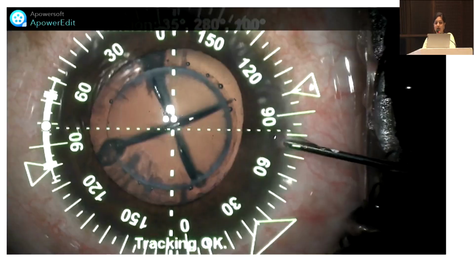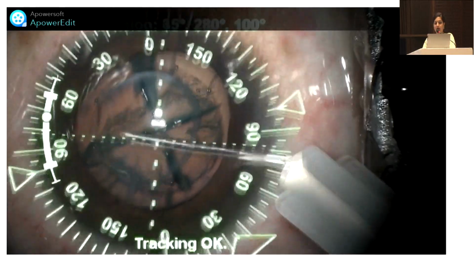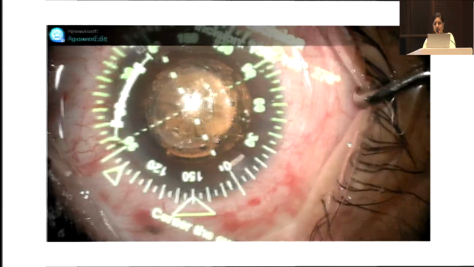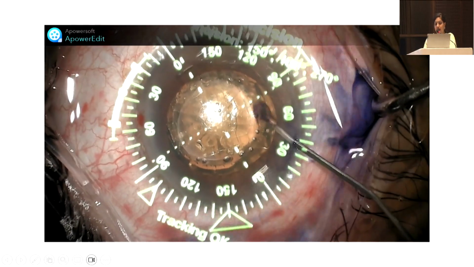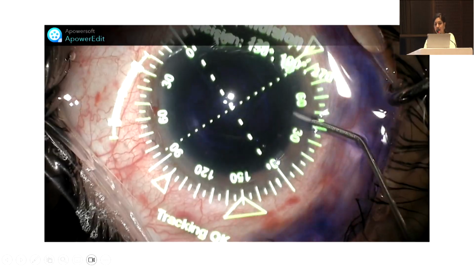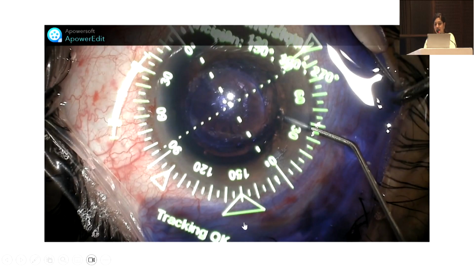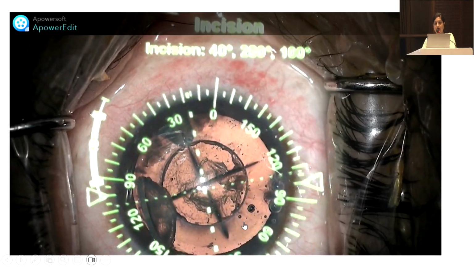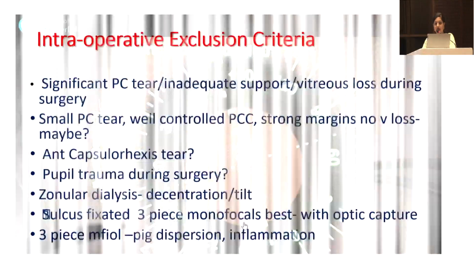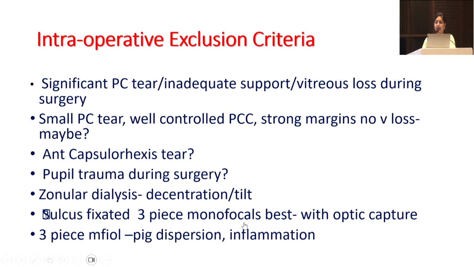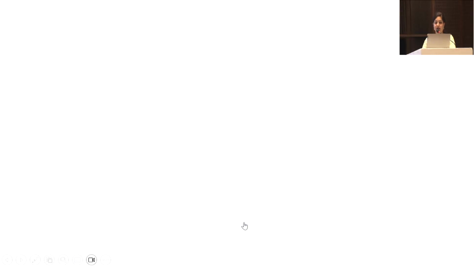So the same thing, you can do it without the femto. So this was the patient where we had done the femto-relaxing incision also, and the patient did well. So this was the femto-relaxing incisions there. So the same things. So intraoperative exclusion criteria: suppose you have an event on table, you need to take care, keep a backup in all these patients, and you have to take the call depending on the intraoperative situation, what you want to do.